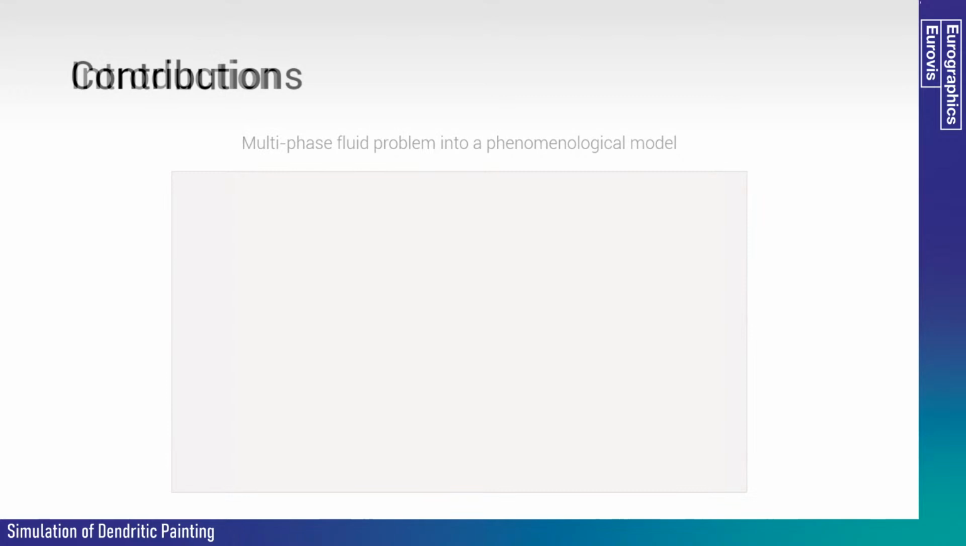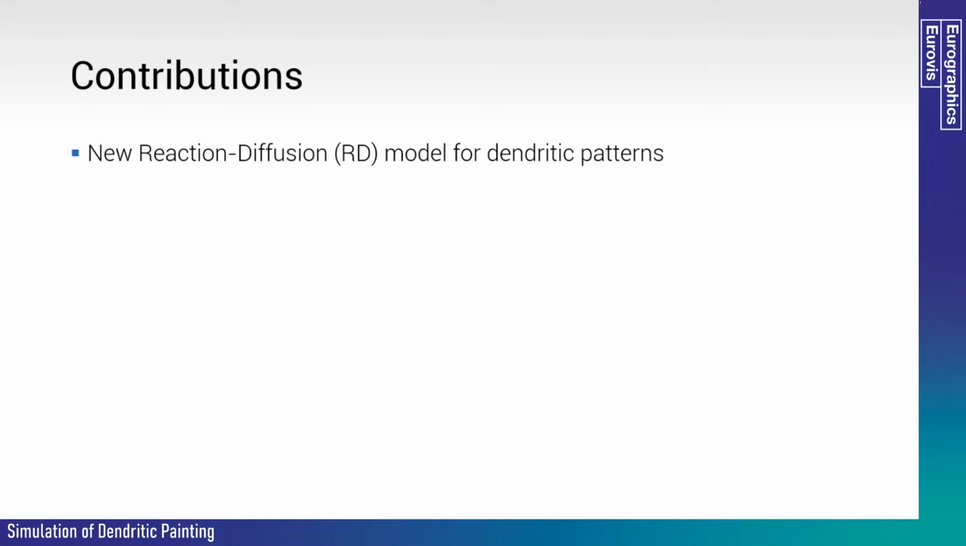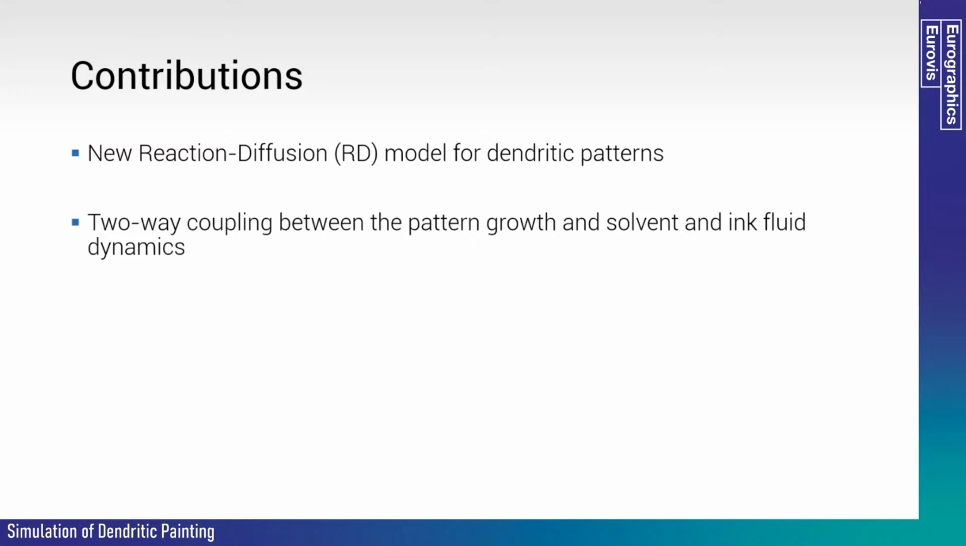Next, let me highlight the main contributions of our paper. We introduce a new reaction diffusion model for dendritic patterns for digital painting. Thanks to our carefully designed reaction and diffusion terms, we can obtain more organic and controllable shapes compared with previous methods in computer graphics that focus more on regular pattern and crystal growth. We also design a two-way coupling between the pattern growth simulation and the solvent and ink dynamics, which mimics the complex boundary conditions in the underlying multiphase phenomenon. This allows us to control how much the pattern grows based on the amount of solvent and how the ink flows over it.